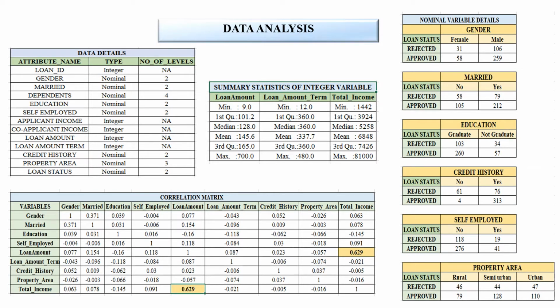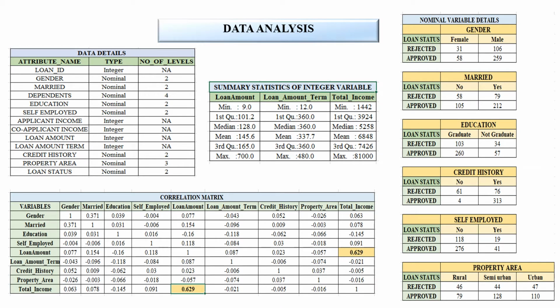The dataset was taken from Kaggle, which contains 606 observations and 13 variables. The top leftmost table shows the name of the attributes in the dataset, their types, and the number of levels. Here we can see most of the variables are nominal and the rest are integers. Loan ID, application income, co-application income, loan amount, and the loan amount term are integers, whereas gender, married, self-employed, education, and credit history are nominal variables with 2 levels. Number of dependents and property area are the other 2 nominal variables with levels 4 and 3 respectively.